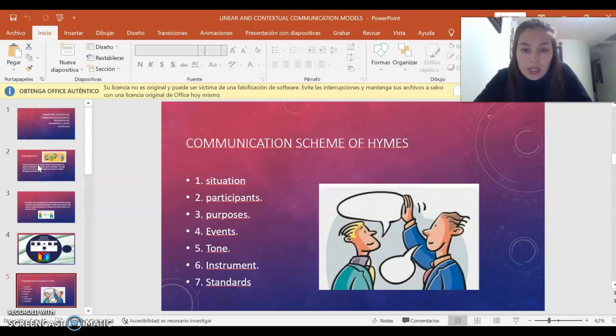Communication scheme: one, situation; two, participants; three, purposes; four, events; five, tone; six, instrument; seven, standards.